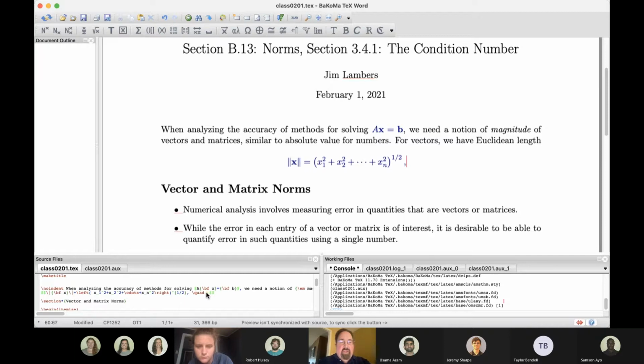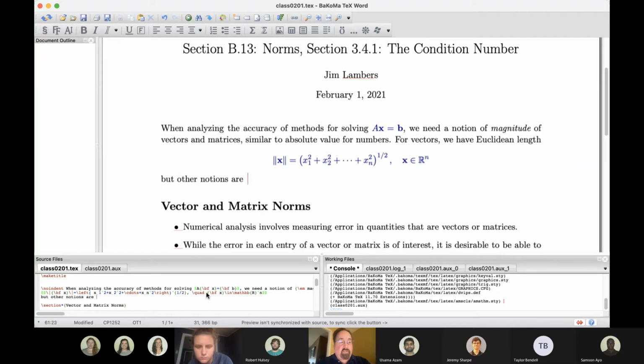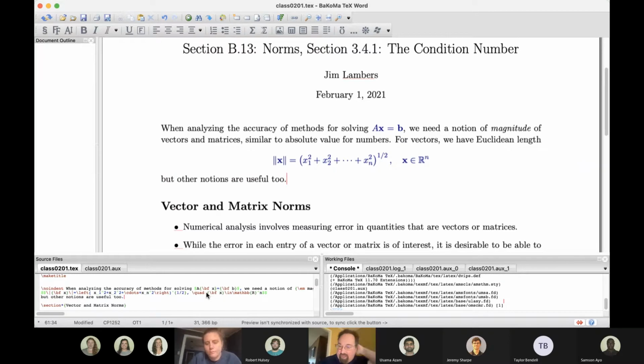And this is the case for a real valued vector in an n-dimensional space. So we always have that to fall back on. But it's not the only one, and we're going to learn about some others. And we don't really have anything for matrices.